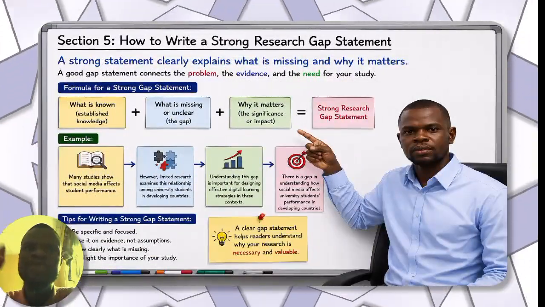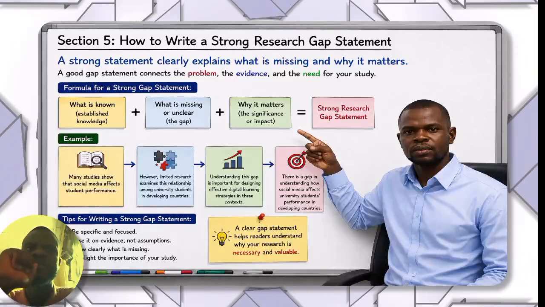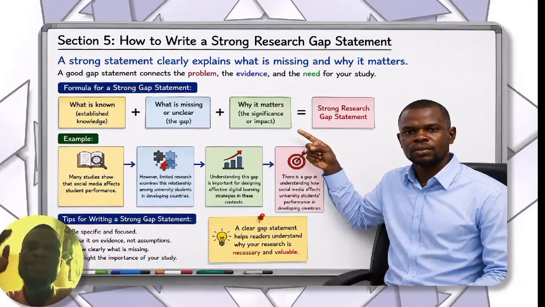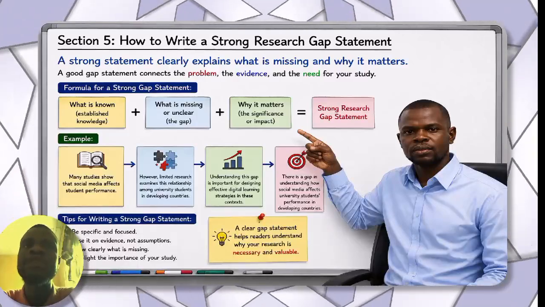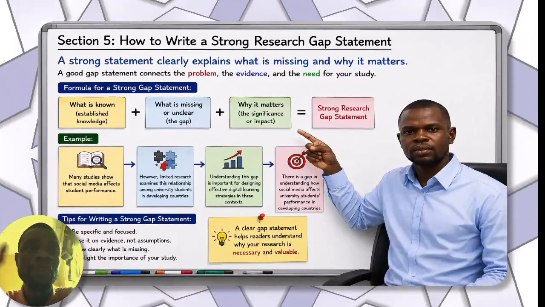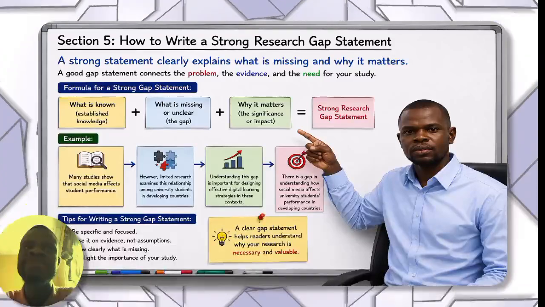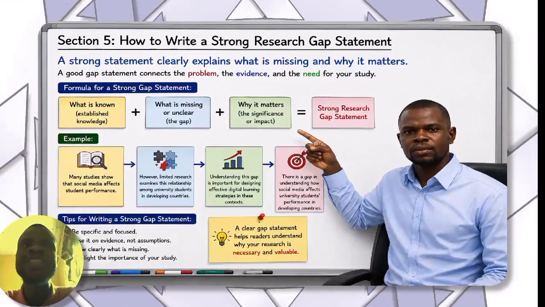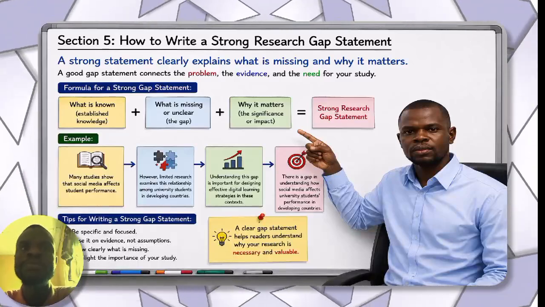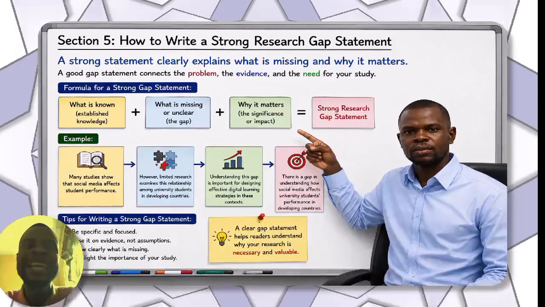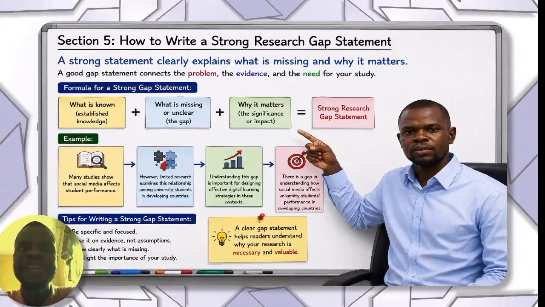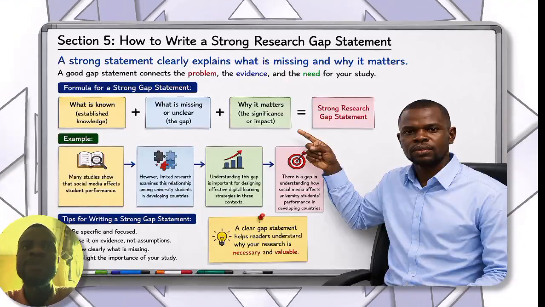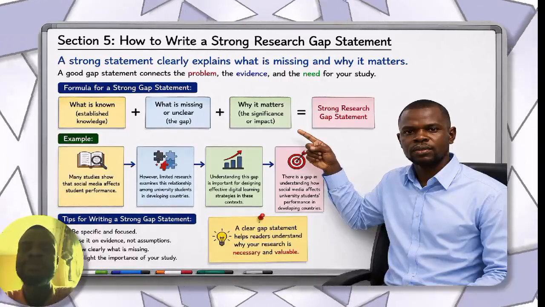How to write a strong research gap statement. After identifying the gap, the next step is explaining it clearly. A strong research gap statement usually contains four simple parts. One, explain what previous studies already know. Two, describe what is missing or unresolved. Three, explain why the gap is important, the significance of the gap, the impact it is going to make. And finally, explain how your study will address the problem.